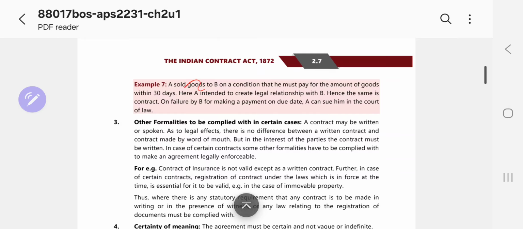In example 7, A sold goods to B on a condition that he must pay for the goods within 30 days. So he has sold the goods on credit and he is expecting that B will pay the amount in 30 days. Here A intended to create a legal relationship with B. Hence the same is called a contract. On failure by B to make the payment on the due date, A can sue him in a court of law. Okay, since there is a legal obligation or legal relationship between A and B, once B fails to pay the amount, A can sue him in a court of law.